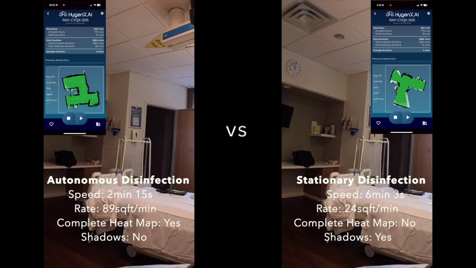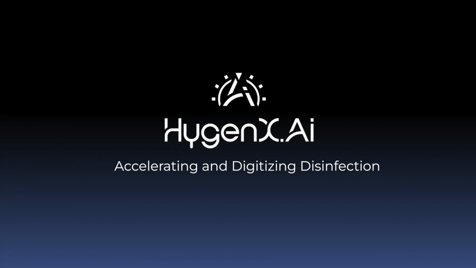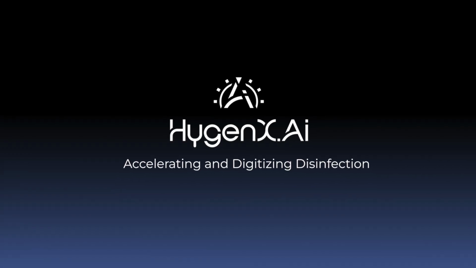Autonomous UVC disinfection is not just a convenience, it's a necessity for modern infection prevention and to ensure rapid room disinfection.